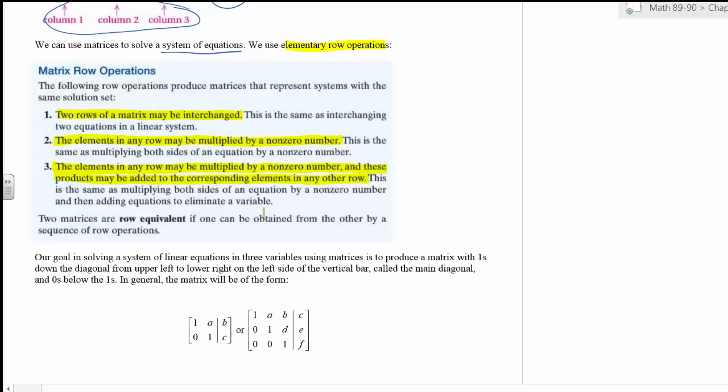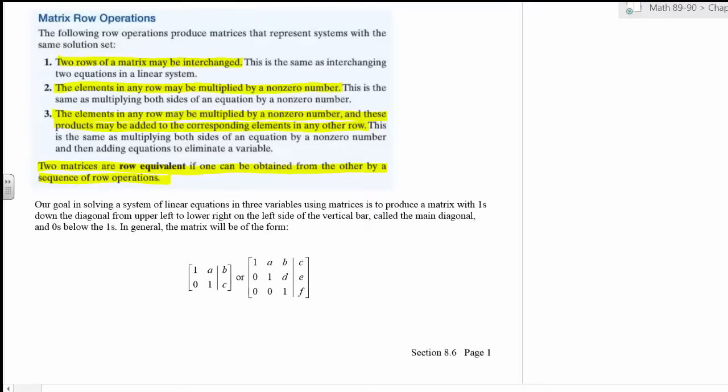And so that's allowed in matrix work too, only it's not as clear-cut what you're doing because you're not seeing the x, y, z's, whatever number of variables you have. Two matrices are row equivalent if one can be obtained from the other by a sequence of row operations. So basically what we're going to do is take this messy matrix which has entries everywhere, and clean it up using row operations. So what does clean it up mean?